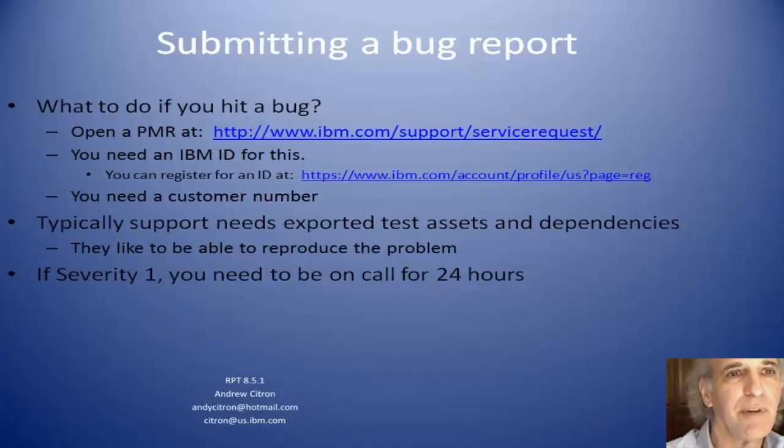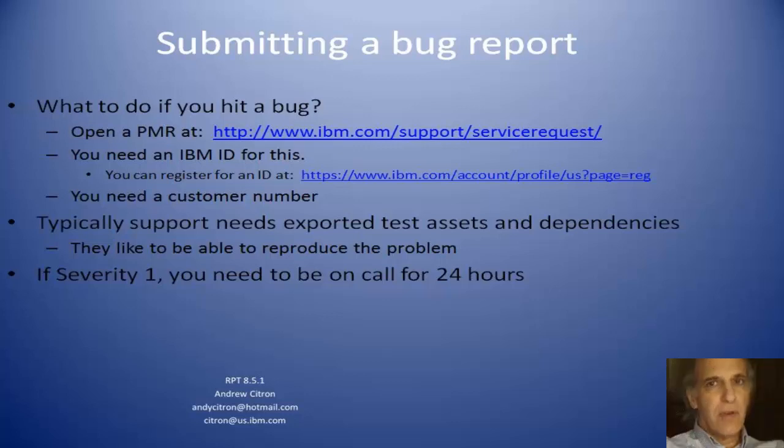So in summary, if you hit a bug, you open a PMR, you need an IBM ID, you need a customer number, and typically support will want your exported test assets and dependencies or some way so that they can figure out how to reproduce the problems. And if you do have a problem that has you stopped dead in your tracks and you need to open up a Severity 1 defect report, then be prepared to be on call for 24 hours.